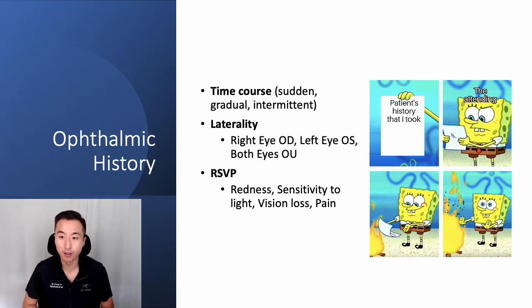And then other pieces on history, I like this acronym RSVP when thinking about the symptoms you always want to ask every patient. Of course, they're going to have redness, but photophobia, sensitivity to light, vision loss, and pain are all super helpful. Oftentimes, just based on the answers to those couple of questions, you can narrow it down. We'll get into some questions on history to ask with specific pathologies, but at the very baseline, these are the questions you want to nail down and have a good understanding of what the patient's experiencing.